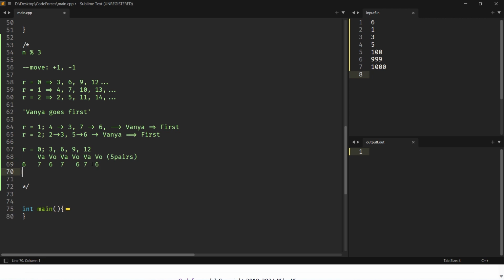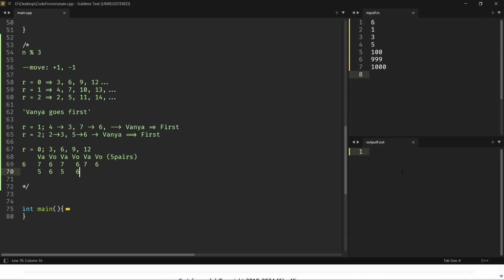If you're not getting it, let me take another example. Let's say Vanya decides to decrement this number to 5, in hope that if Vova also decides to decrement it, let's say to 4, Vanya can convert it to 3, and after his move, he can win. But that's not going to happen. Vova is again going to nullify his move, increment it by 1, and make it 6 again. So Vanya again in hope, let's decrement this. Vova is again going to nullify his move. Sorry about that, there was some disturbance.